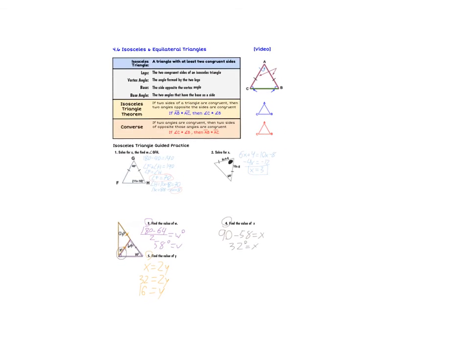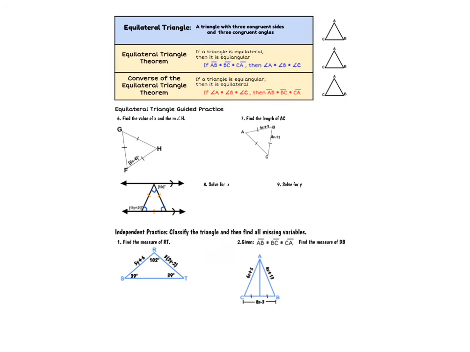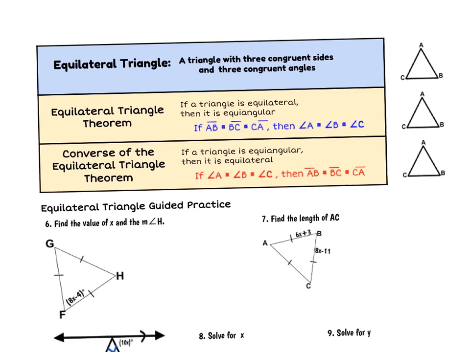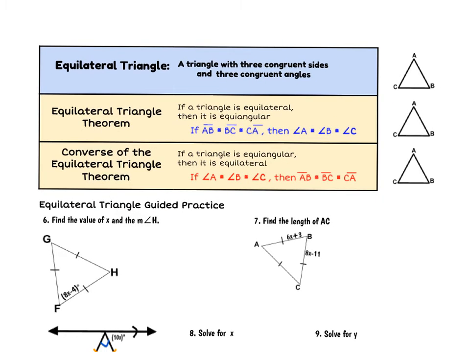Now let's take a look at the equilateral triangles. All right, so equilateral triangles, some rules and definition. Equilateral triangles are defined as a triangle with 3 congruent sides and 3 congruent angles. That is to say that AC, CB, and AB are all the same measurement, and angle C is equal to angle B, which is equal to angle A.